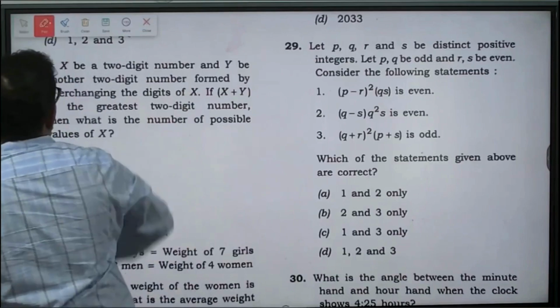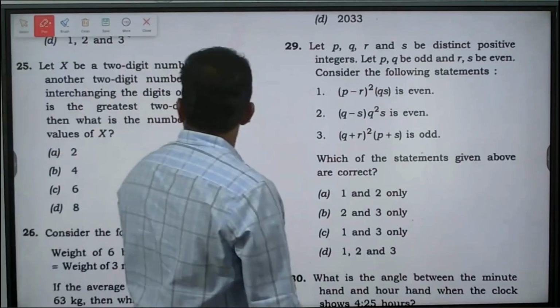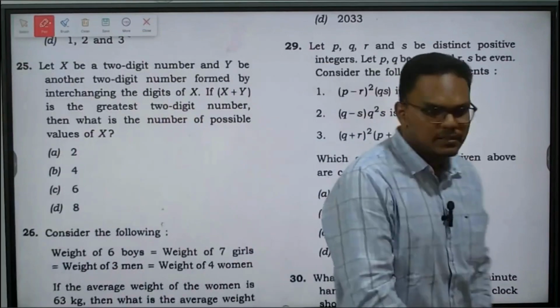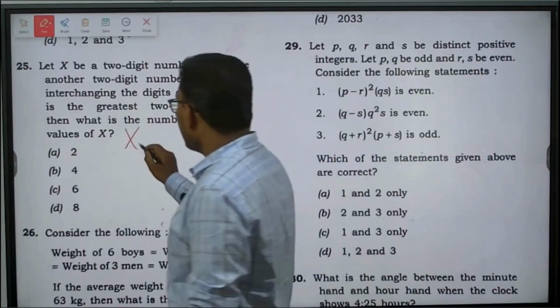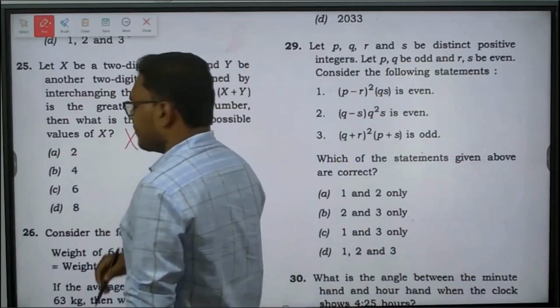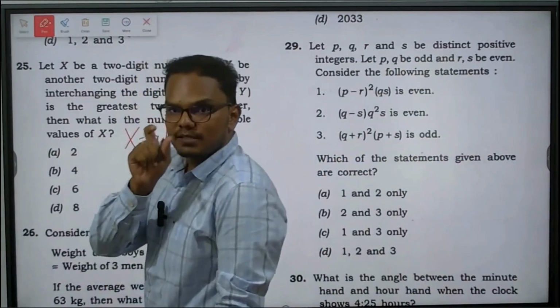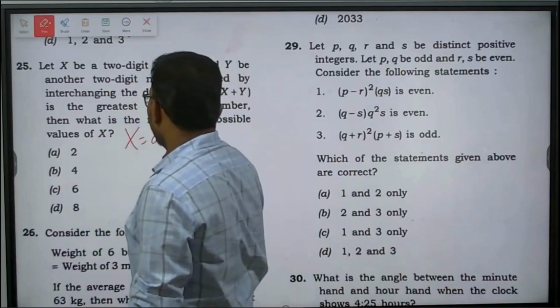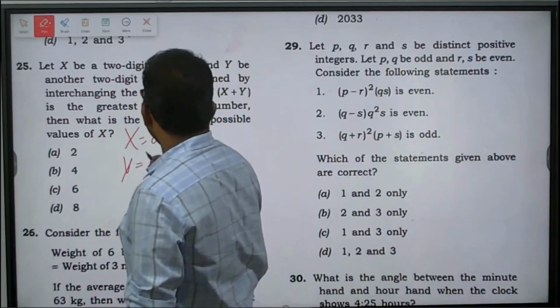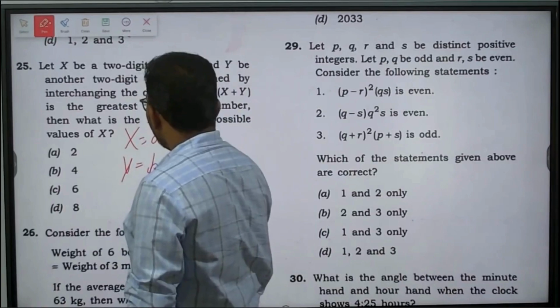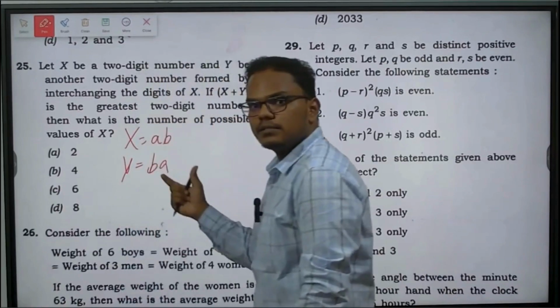Okay, this is a good question. Let x be a two-digit number and y be another two-digit number that is formed by interchanging the digits. Okay, let your x be ab. Here a and b represent digits, not multiplication. And your y is nothing but the interchange, so your y is ba, because you have just interchanged the digits.